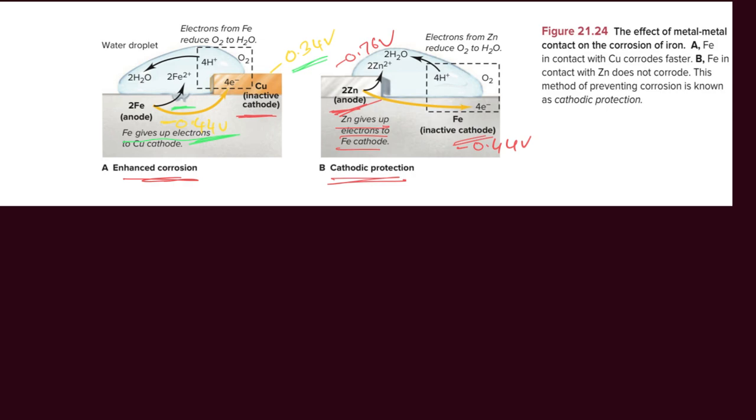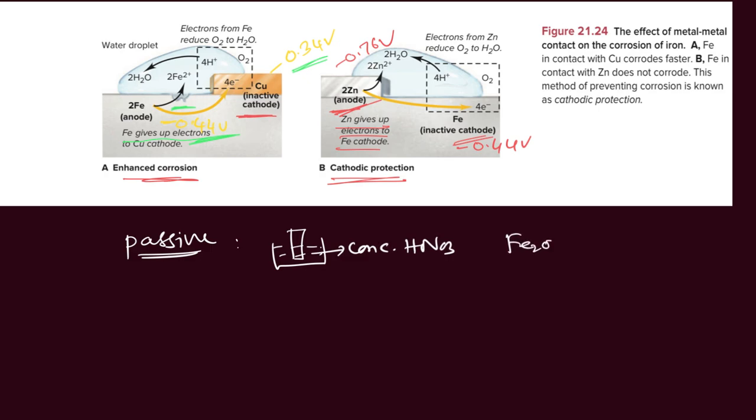One more way to protect iron is called passivity. For example, when an iron rod is dipped into concentrated HNO3, what happens? First it reacts and forms iron oxide, Fe2O3. Initially an oxide layer forms around the metal rod. This oxide layer further protects against corrosion.